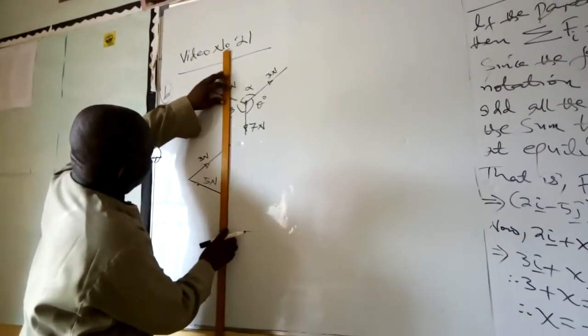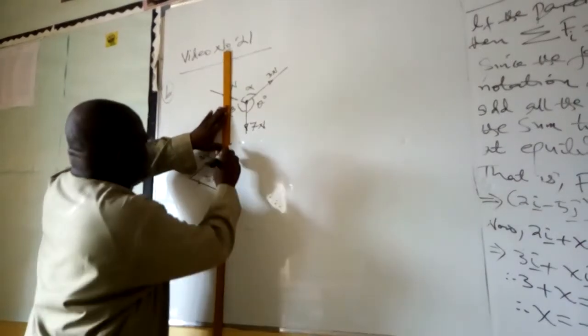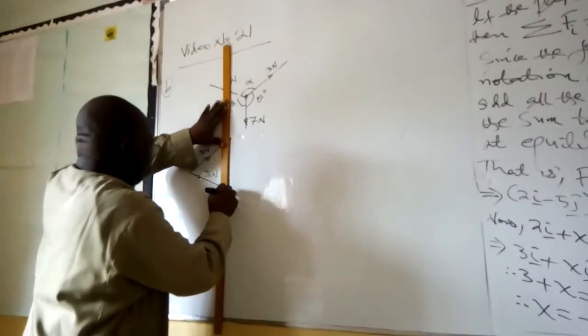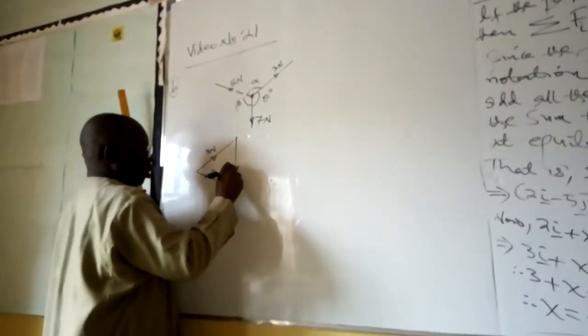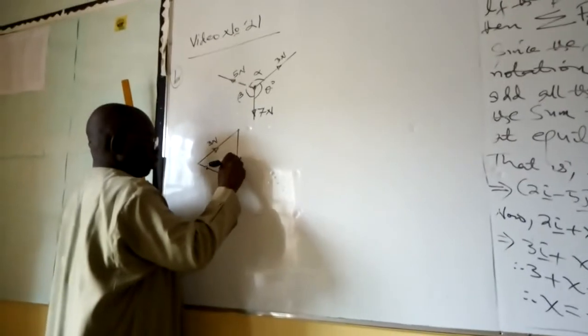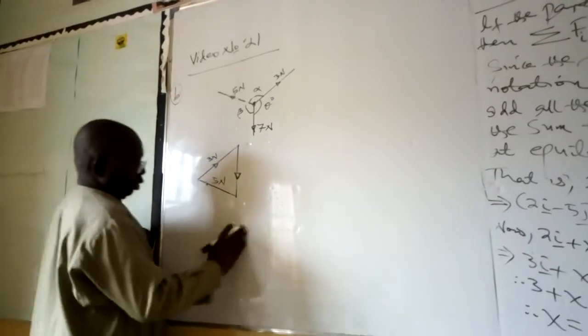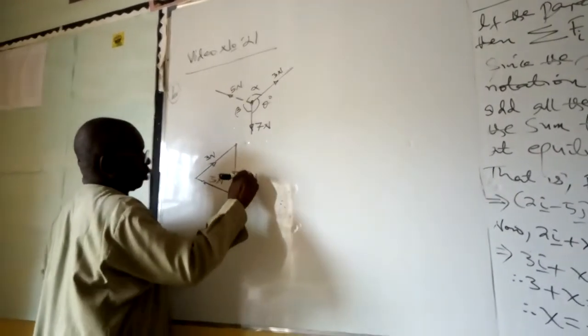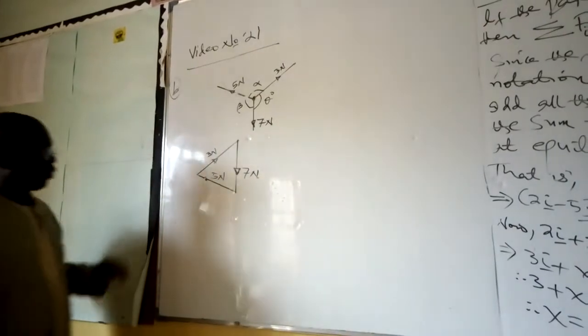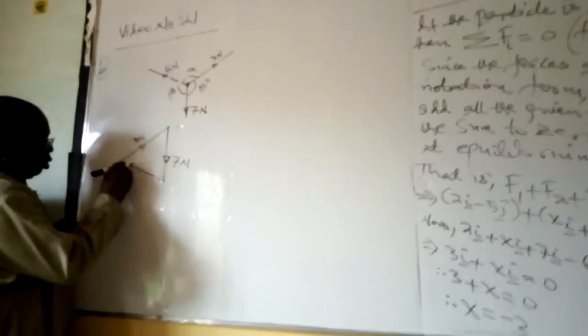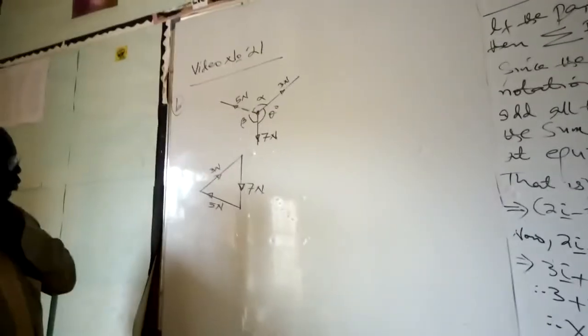Now, I can find my polygon of vectors was closed, and this is my triangle of vectors. This is the 7 Newton force. So I have my triangle of forces. This is the 5 Newton force.